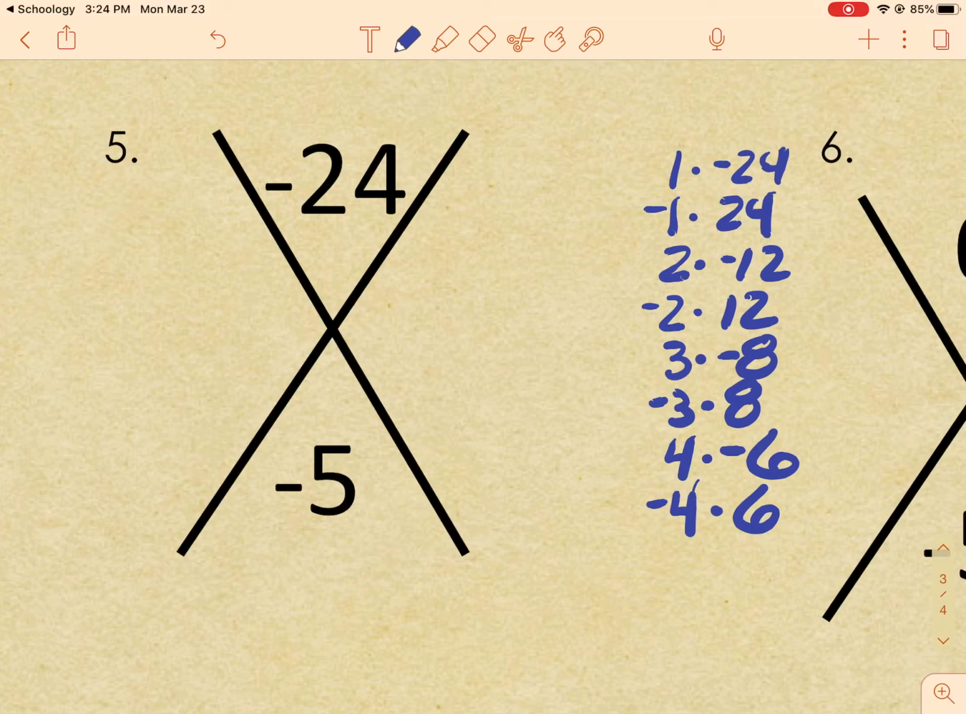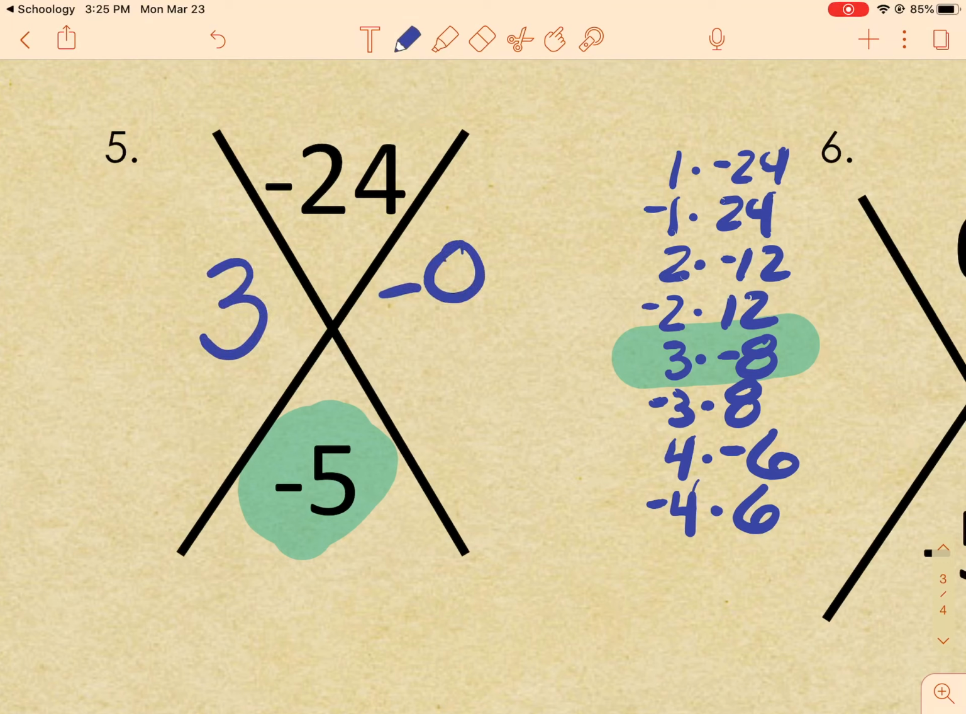But you want to look, out of those numbers, which add up to be negative 5. So we look, 3 plus negative 8 gives you negative 5. So those are the numbers that are going in this spot. And that's the pattern you're looking for in all of these. It is going to come in huge when we start factoring tomorrow. So just get really good at finding what two numbers multiply together to be the top number that also add up together to be the bottom number.